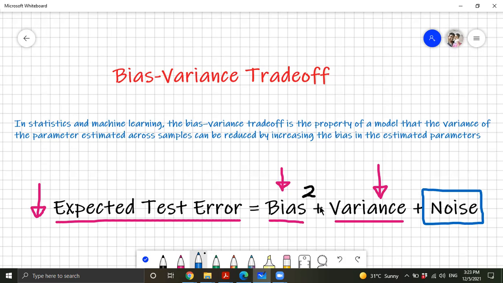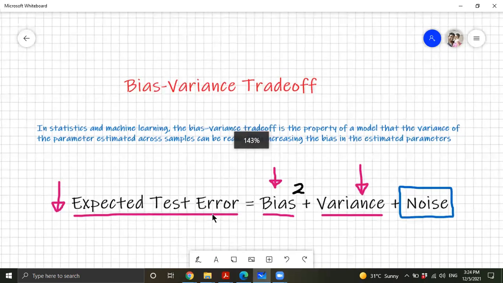So according to that, we need to minimize the bias and variance so that we could get a low test error. Now you could get a good idea about why you need to keep this bias and variance as low as possible, and what the bias variance trade-off is.